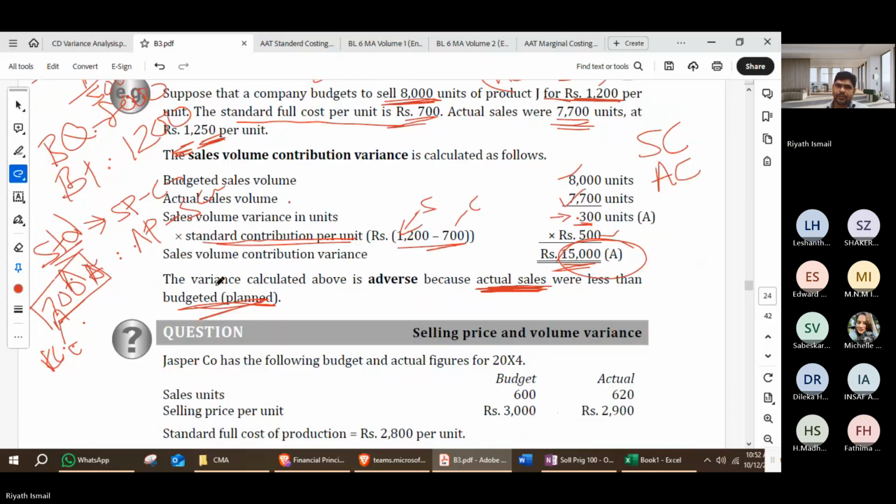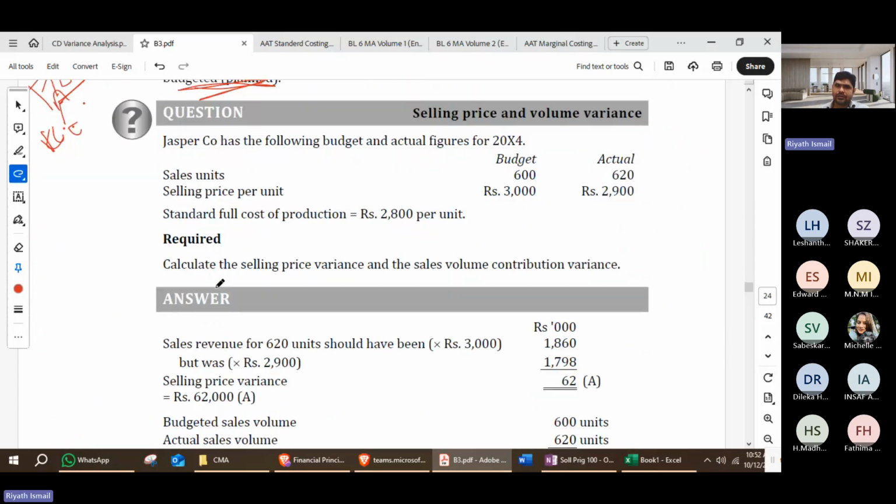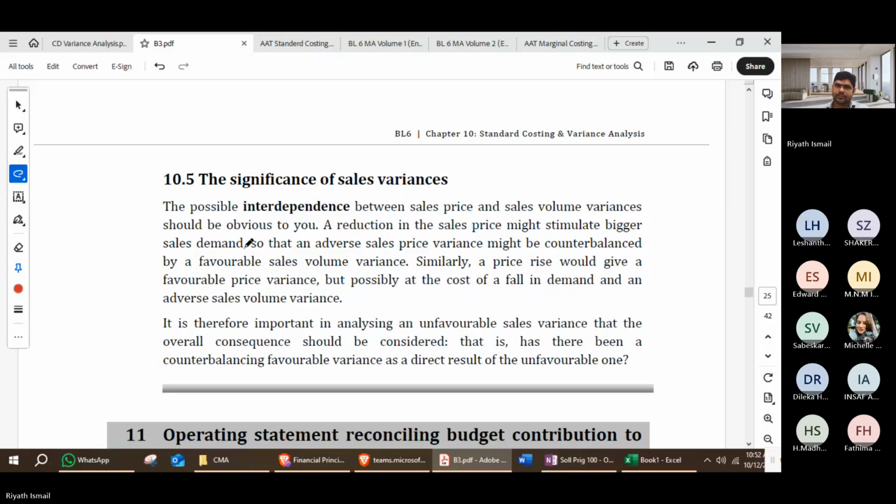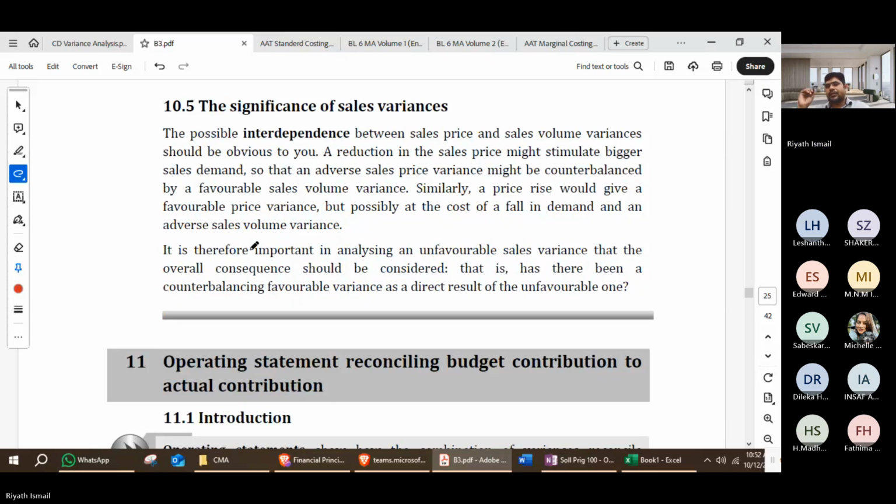Okay. Now you can do this question by yourself. This is the point here: the possible interdependence between sales price and sales volume. There's a dependence, a relationship between sales price and sales volume.